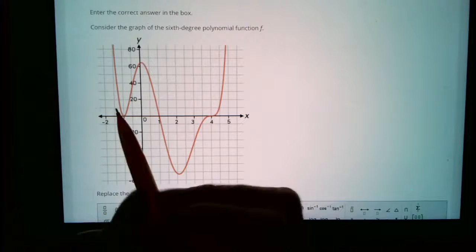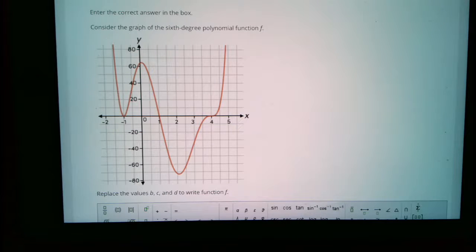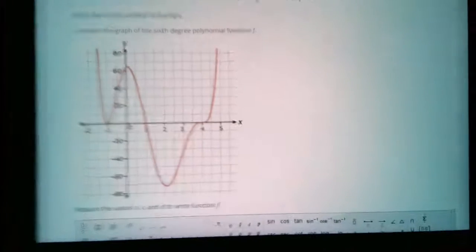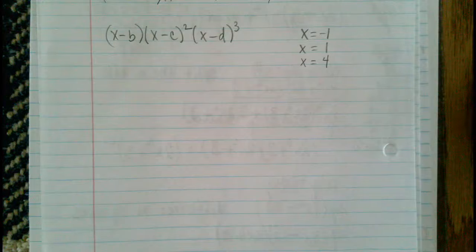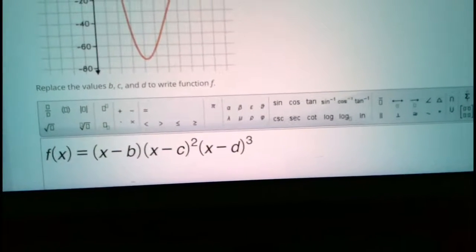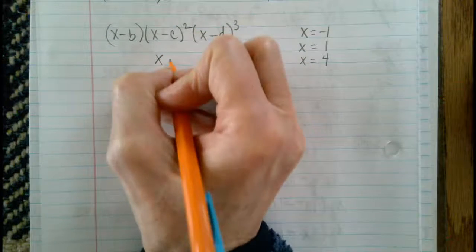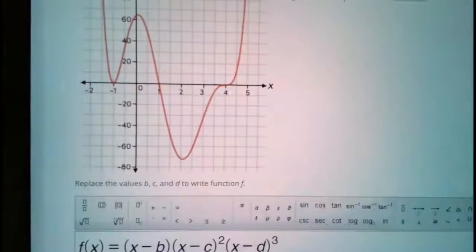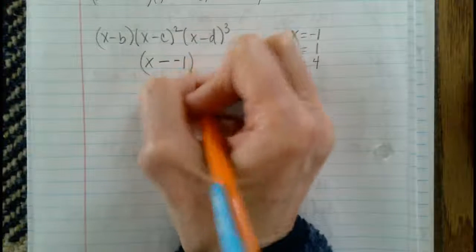Well, when we look back here at -1, I hope you recognize the U-shaped curve. And what that means is that that's the quadratic. So when we replace it, our choices, or what the screen tells us, is we want it in that format of x minus b times x minus c squared times x minus d. Well, this is going to be x minus, again, the value that I'm using is -1, -1 squared.